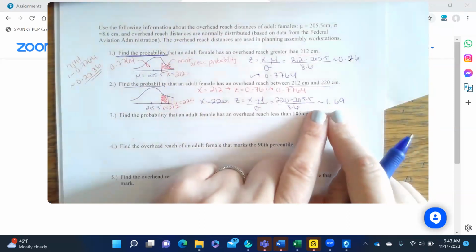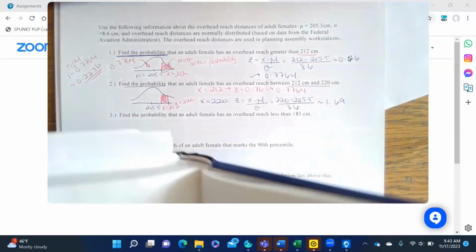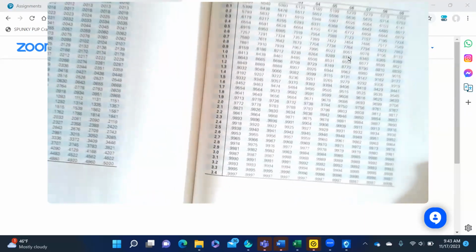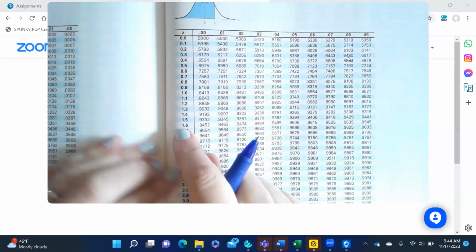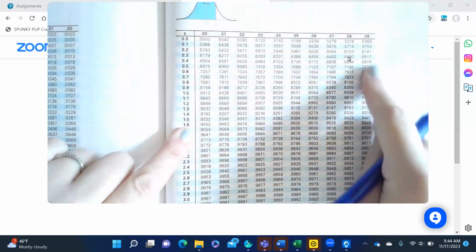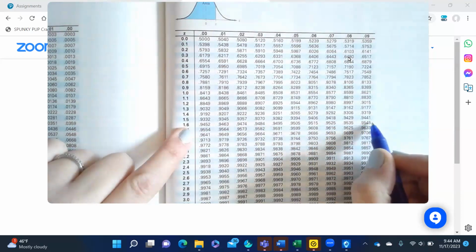And now I'm going to find this value in my table. Again, it's positive 1.69. All right, so here's the 1.6. And then the 9 on this side of the table is way over here, so I'm going all the way to the right. I get 0.9545. So 9545.